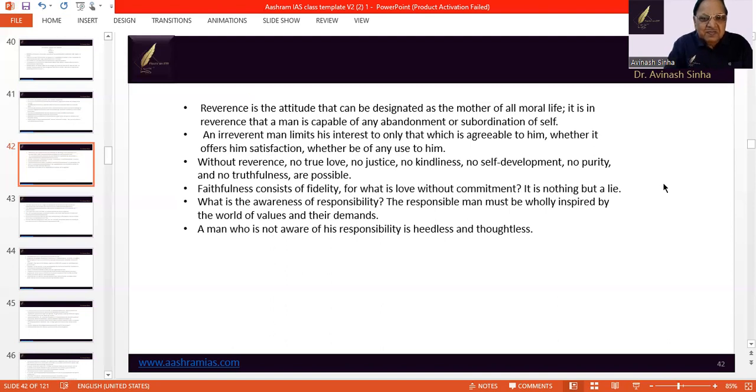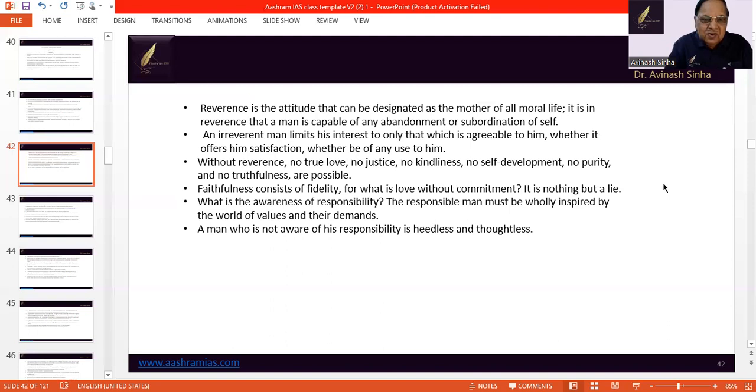Now, an irreverent man limits his interest to only that which is agreeable to him, whether it offers him satisfaction, whether it be of any use to him. This is how the irreverent man behaves. Without reverence, no true love, no justice, no kindness, no self-development, no purity, and no truthfulness. See how important this reverence is as an attitude.